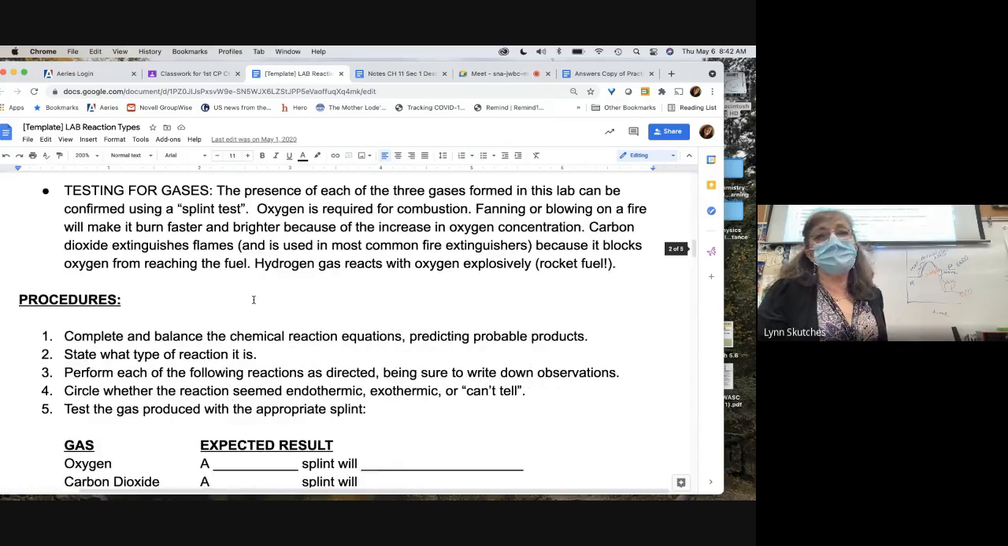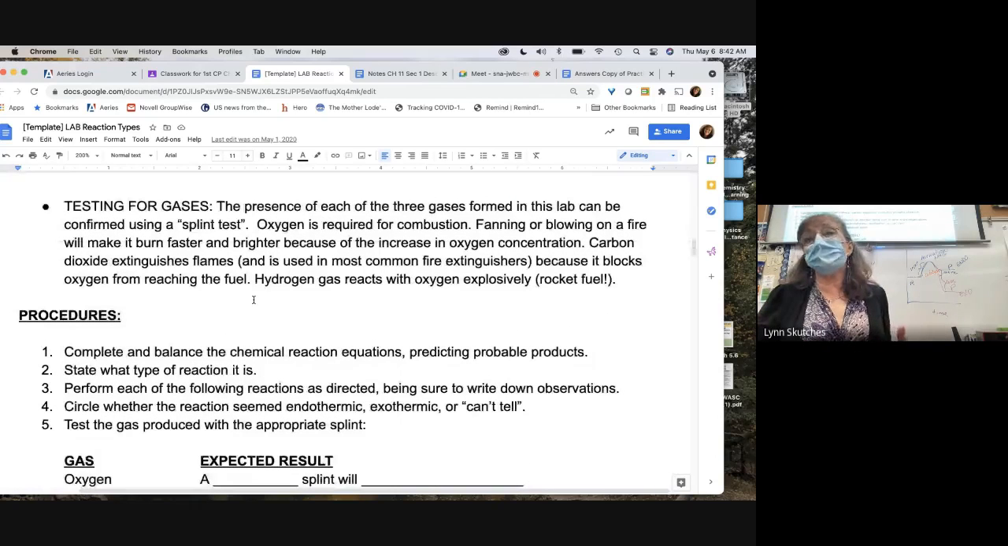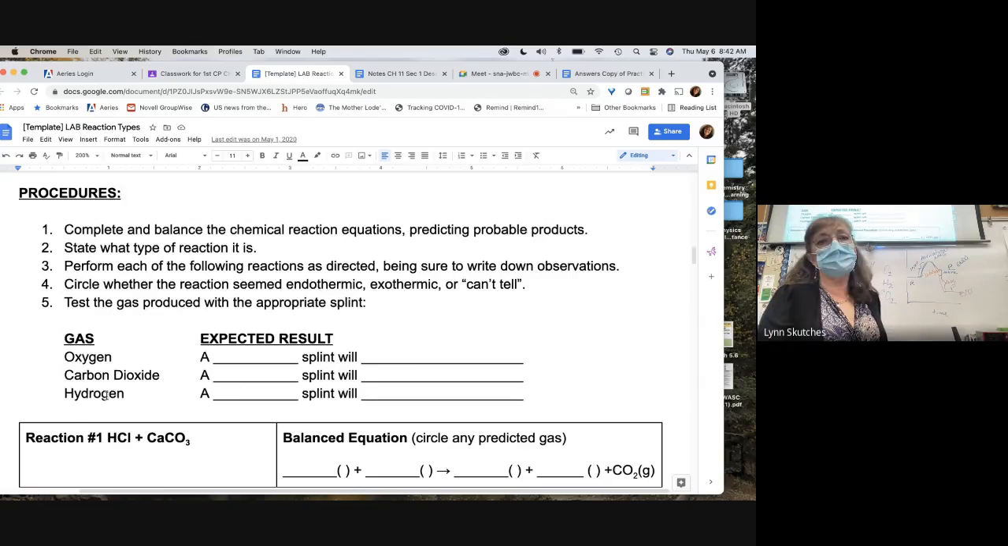And then there's some things that we're going to do to test for gases, but I'll go over that with you. Oxygen, carbon dioxide, and hydrogen are the gases that we're going to form in this. And we're going to use wooden splints to determine the presence of the gas. And we'll go over that, like I said, tomorrow.